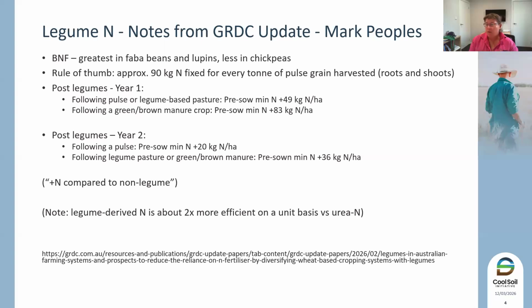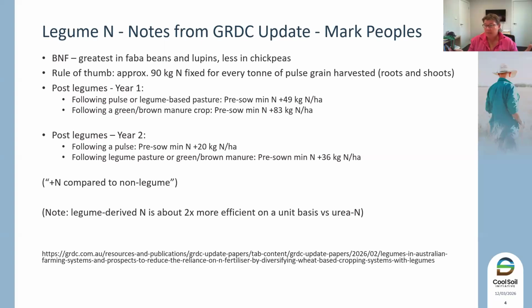But as a general rule, based on all the data that Mark's distilled, and it was presented very much as a review of where we're at for research in this area, he came up with an approximate rule of thumb of 90 kilograms of N fixed for every ton of pulse grain harvested. So if you've got pulses in the system and you're looking at this year, following up with a cereal or canola, how much can we hope to get from that?